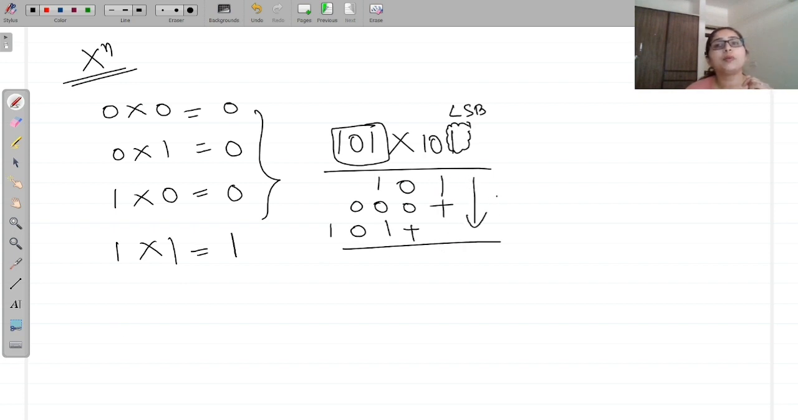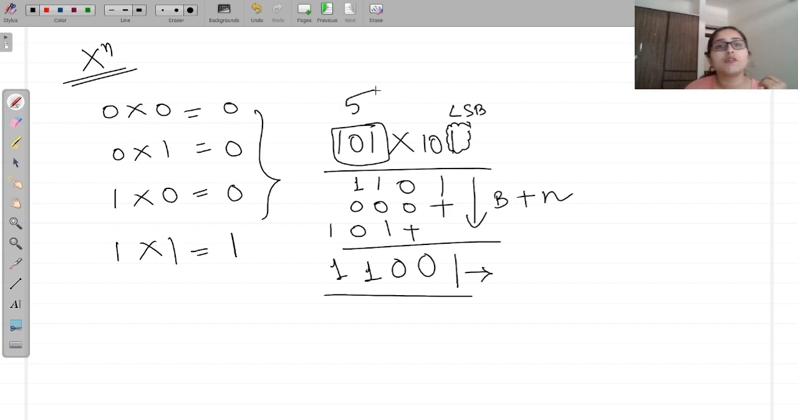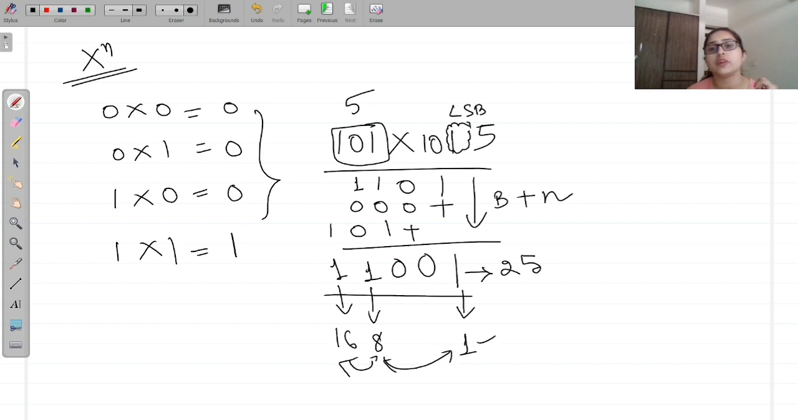And here you are going to perform binary addition. So this is 1, 0 plus 0 is 0, 1 plus 1 is 2, that means 0 is the sum, 1 is carry. So 1 plus 0 is 1, this is 1. So what is the value of this? This is your 5, this is your 5, this should be 25. Check it. This value is 1, 2, 4, 8 and this is 16. So 16 plus 8 is 24, 24 plus 1 is 25. So is the answer right?